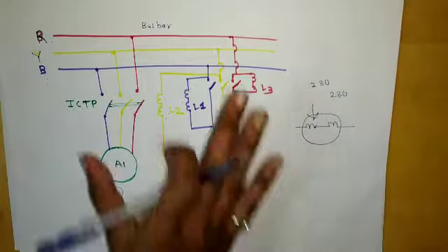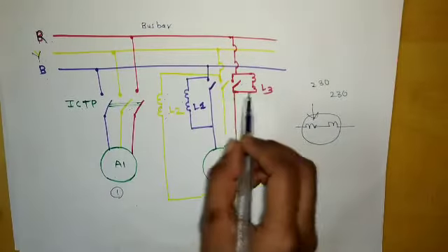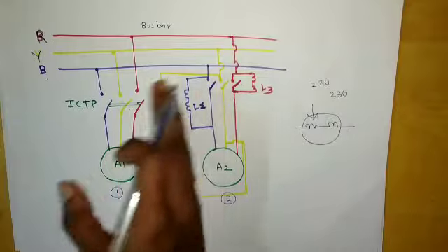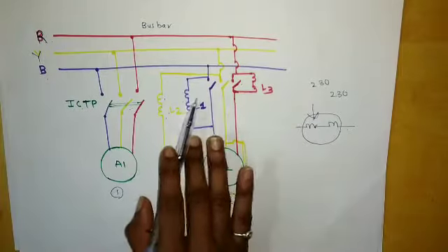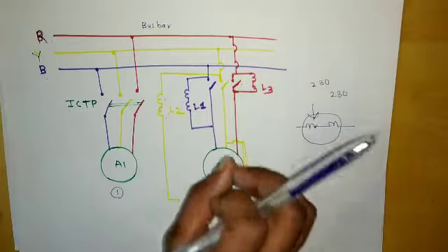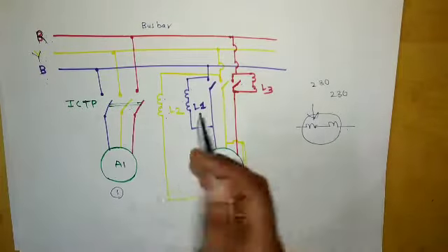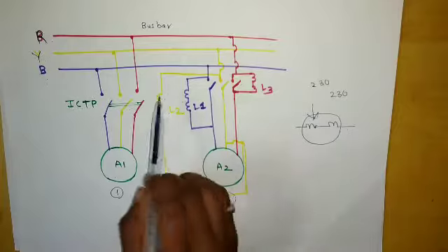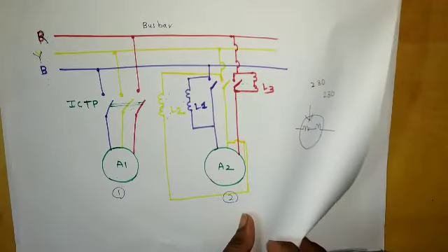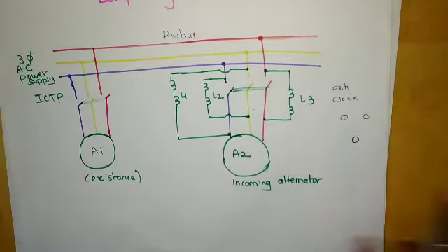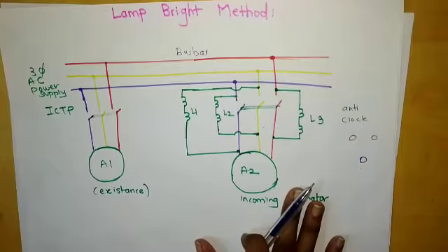So in the lamp dark method, we have connected the lamps in each phase. If the lamps glow at the same time, then our phase sequence is okay. But if the lamps glow one after the other, then the phase sequence is not okay. So this is about the lamp dark method. Now the lamp bright method.